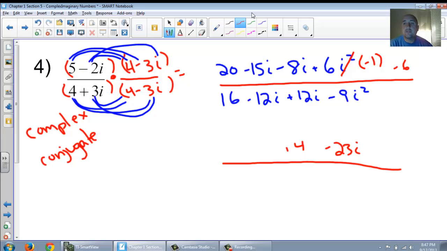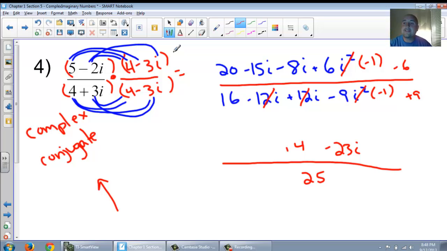Let's now do the bottoms. And what do you notice about the i's on the bottom? Negative 12i plus 12i cancel. So multiplying by the complex conjugate gets the i's to cancel on the bottom, which is what we want. So remember, i squared is negative 1. Negative 9 times negative 1 is positive 9. 16 plus 9 is 25.